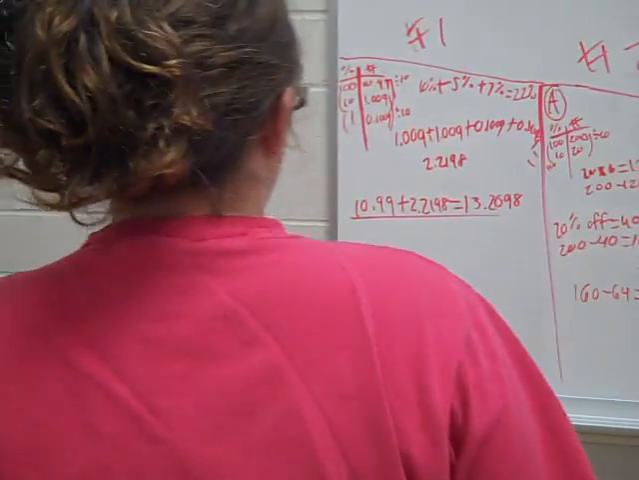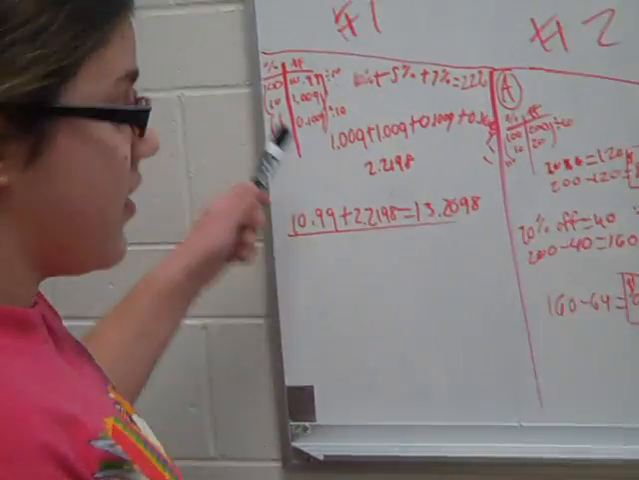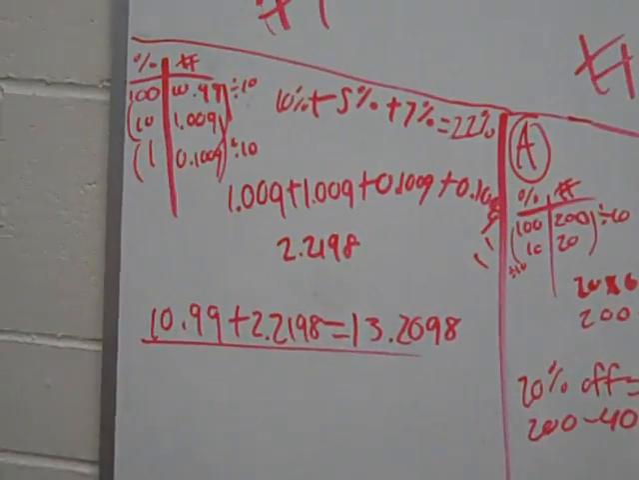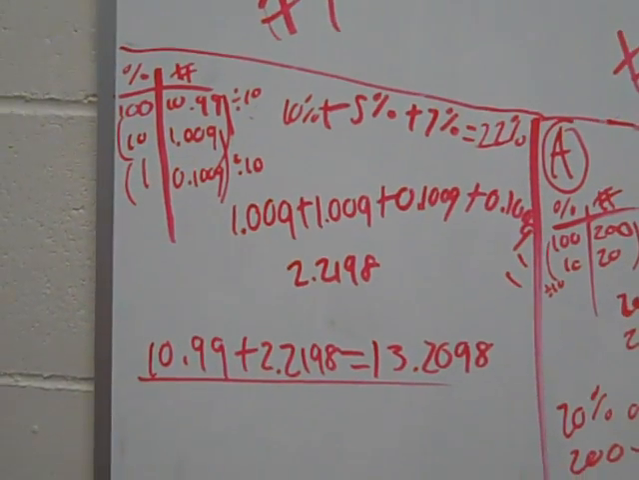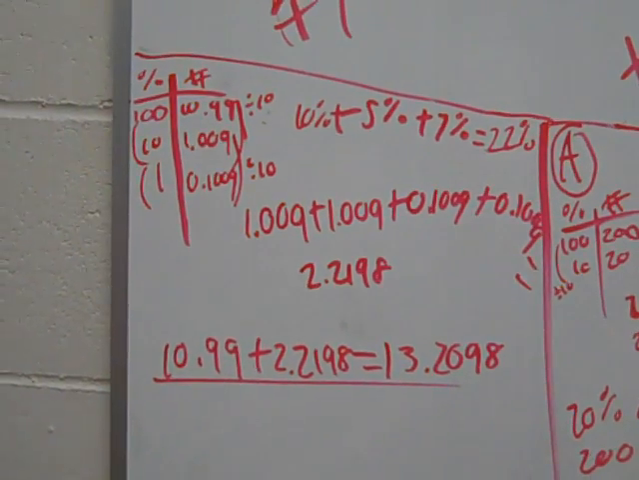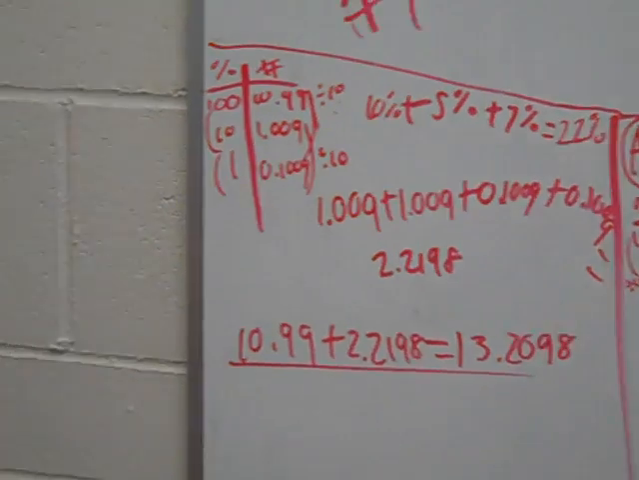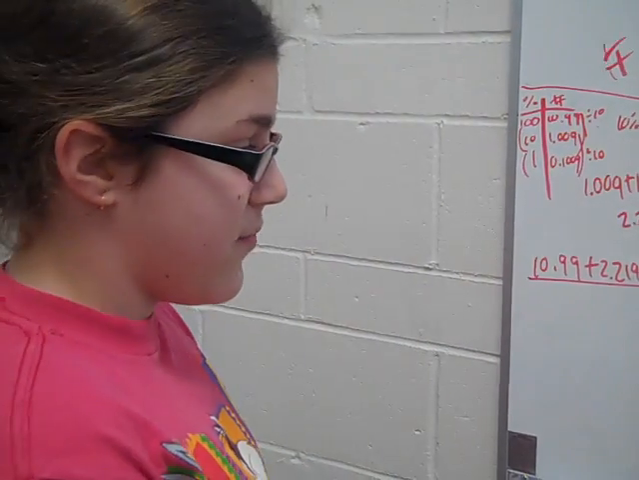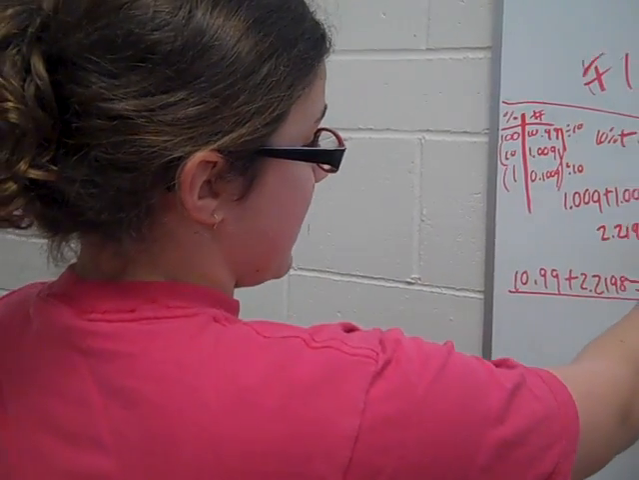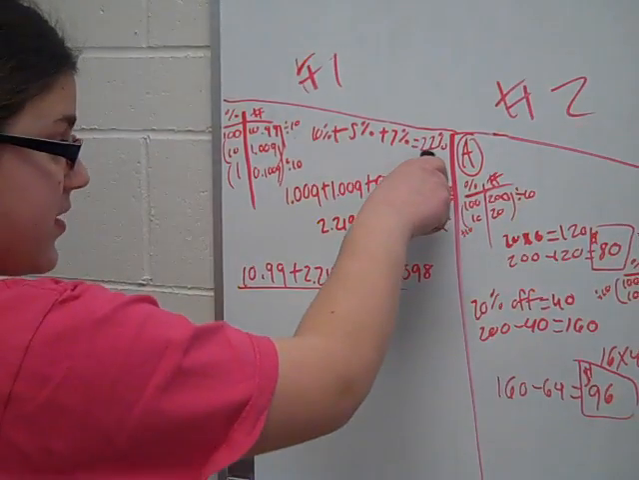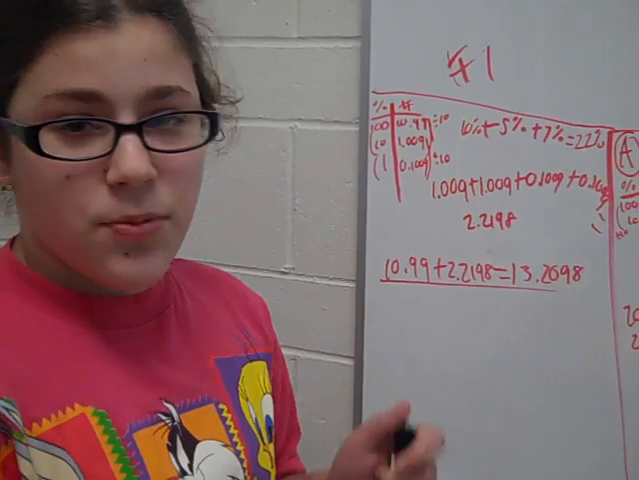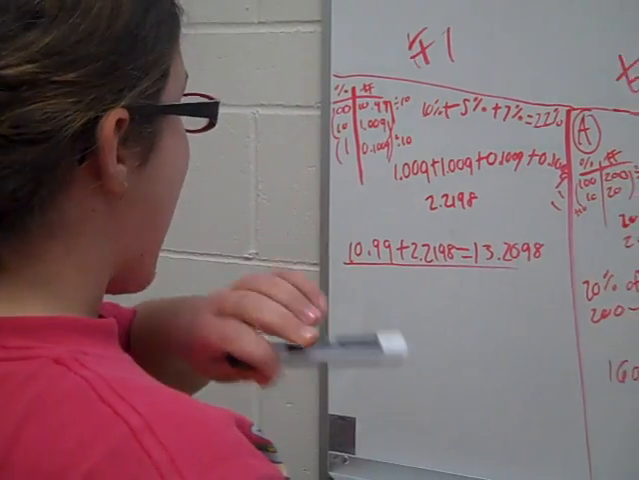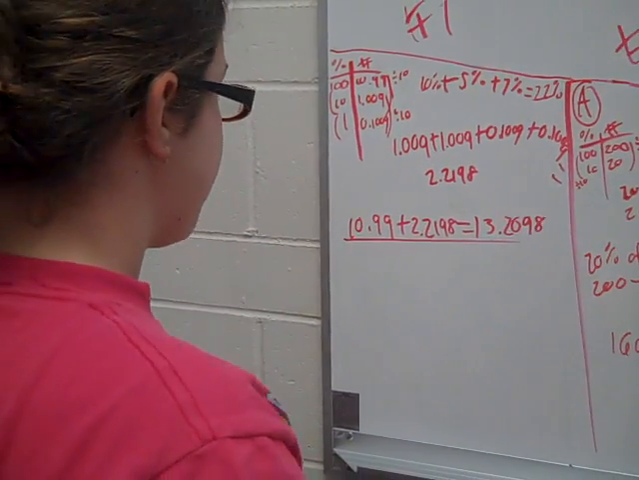Well, all percents are out of 100. So let's put this in a ratio table. So the cost of the downloaded game was $10.99. But instead of finding 10% and then the 5% and then the 7%, let's add all those percents together for 22%. So we're trying to find 22% and add it to the original price.